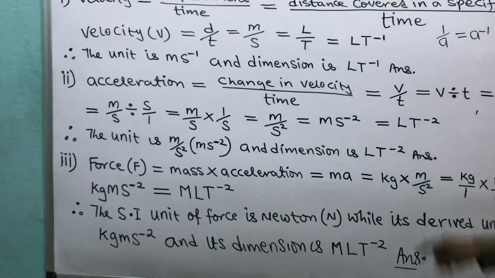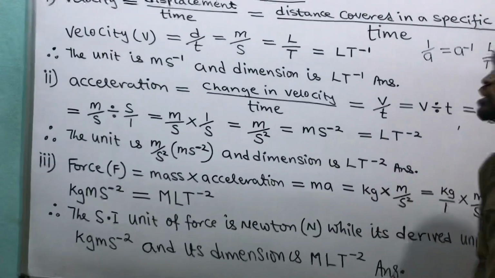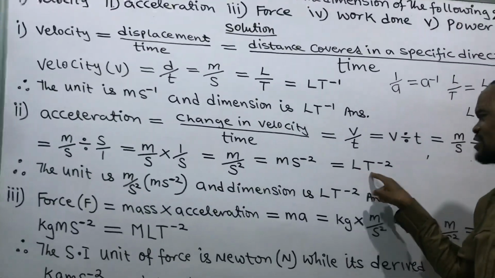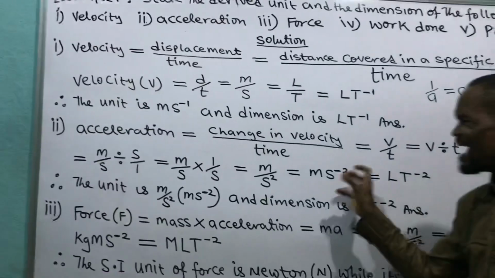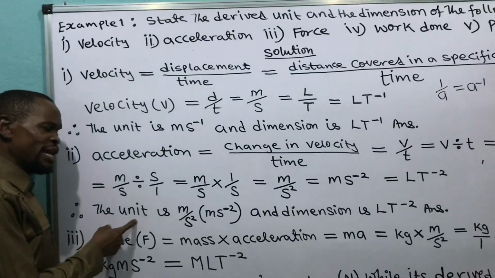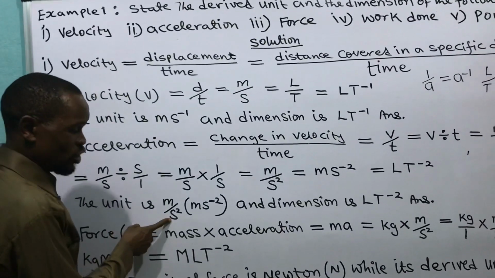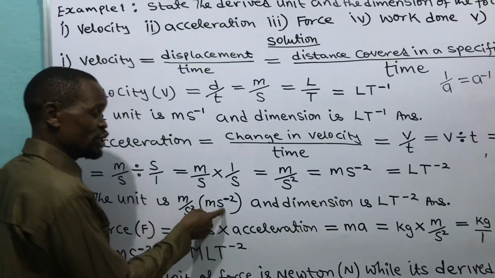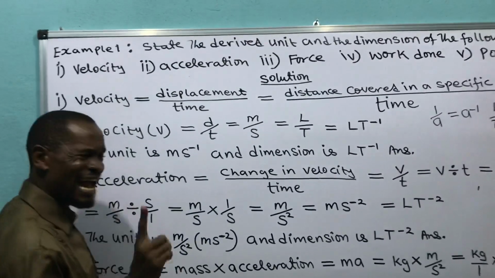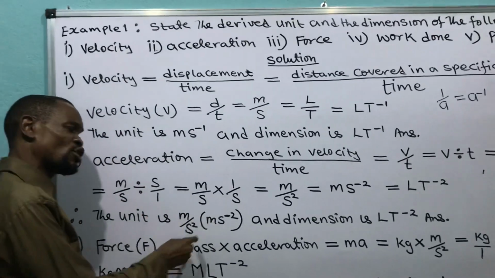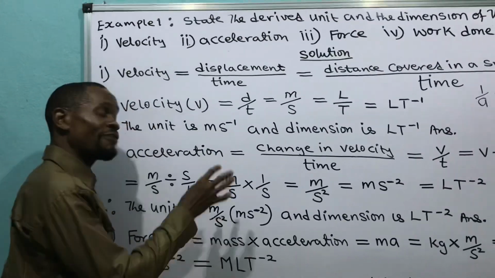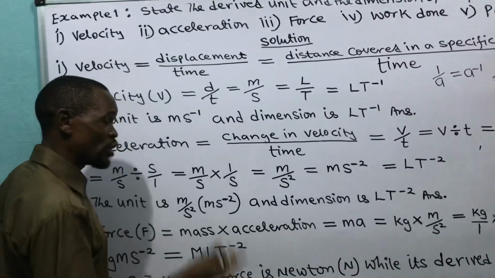Capital T minus 2. That's the dimension of acceleration. So the dimension of acceleration is capital LT minus 2, while the derived unit of acceleration is meter per second squared. Therefore, the unit is meter per second squared, either way you write it. That's the unit of acceleration. This unit is called a derived unit because it's a combination of two fundamental units, which are meter and seconds. Therefore, it's a derived unit. It's a combination.